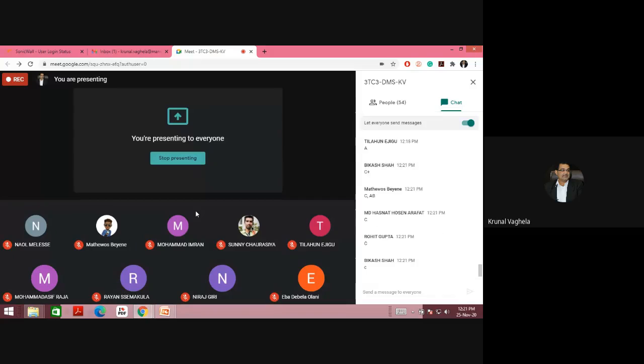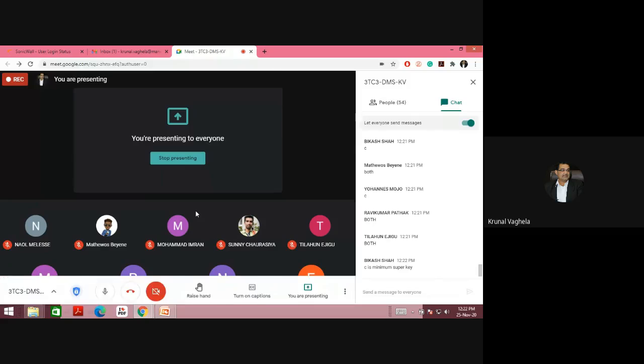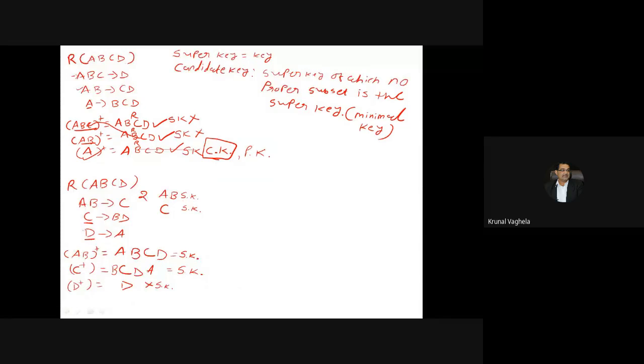C. Why not AB? If you are telling me C, why not AB? What is the definition of candidate key? No proper subset. C is a minimal super key. No minimal super key. What does it mean? No proper subset is a super key.